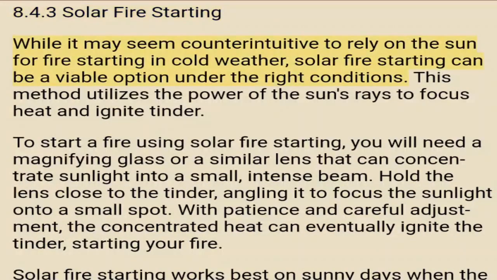8.4.3 Solar fire starting. While it may seem counterintuitive to rely on the sun for fire starting in cold weather, solar fire starting can be a viable option under the right conditions. This method utilizes the power of the sun's rays to focus heat and ignite tinder. To start a fire using solar fire starting, you will need a magnifying glass or a similar lens that can concentrate sunlight into a small, intense beam. Hold the lens close to the tinder, angling it to focus the sunlight onto a small spot. With patience and careful adjustment, the concentrated heat can eventually ignite the tinder, starting your fire.